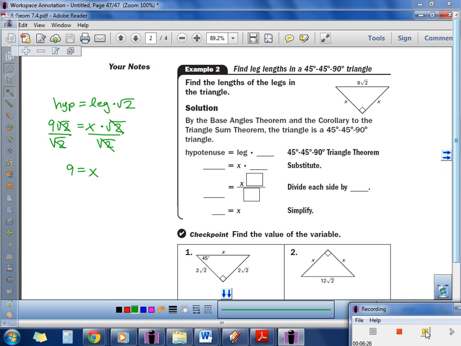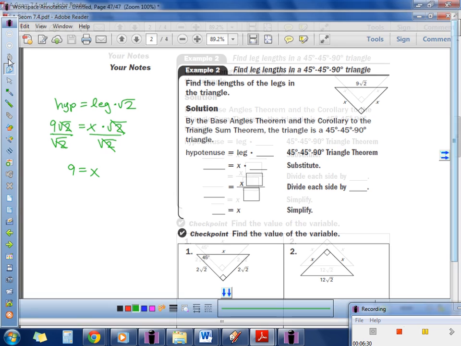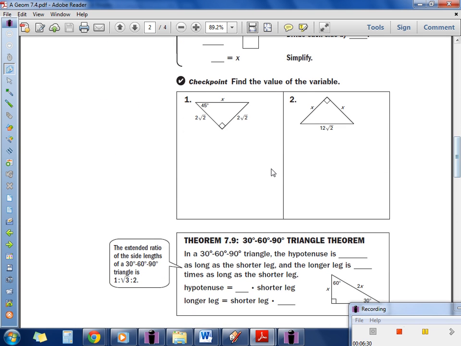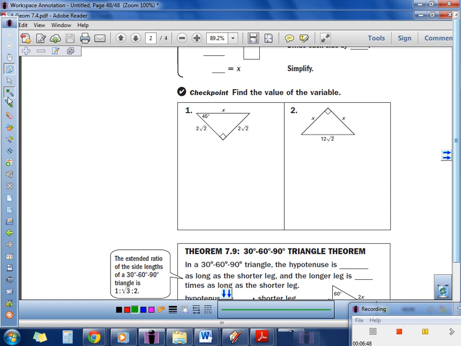What I want you to do now is go down and try these 2 checkpoints out. I'll pull it up on the screen so you can see it a little bit better. Try these 2 checkpoints. They align with examples 1 and 2. On these pictures, once again, you need to remember, are these triangles special? So this one right here, is it special? 45, 90, I can solve for that one fine. It's another 45. So yes, that one I can prove is a special triangle.